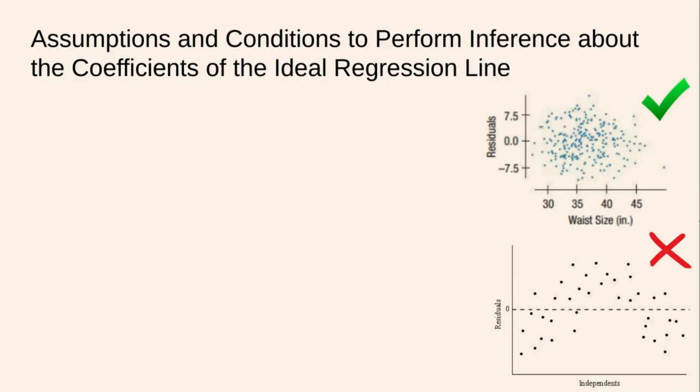And I'll just tell you right now, there aren't really any applications for doing inference on the y-intercept of the ideal regression line, beta sub 0. It's all about beta sub 1 in this chapter. That's really all that matters. Are there applications for inference on beta sub 0? Yeah, but not in this course.